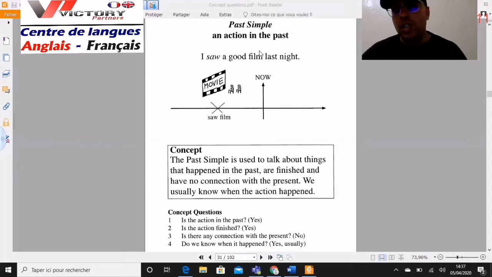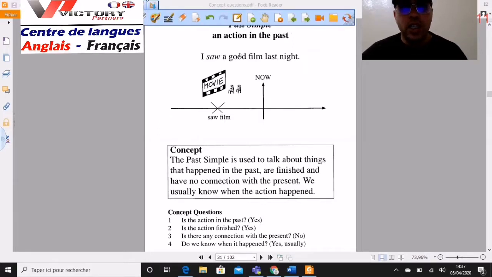Okay, simple past. We use the simple past to talk about an action that happened in the past. We have an example here: I saw a good film last night. So this is simple past. I saw. When? Last night. Here you have a timeline of this action. As you can see, this is now and this is the past. So the action is here at a specific time, which is last night. So film, or a movie.